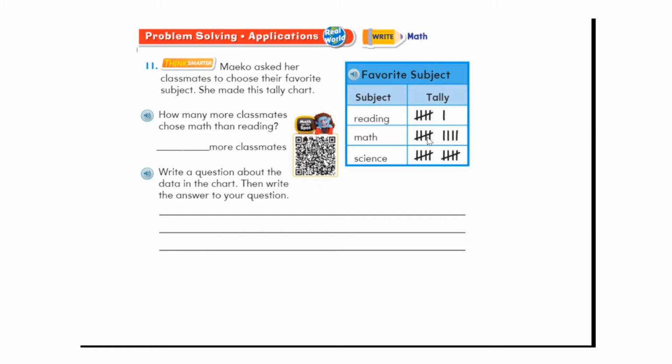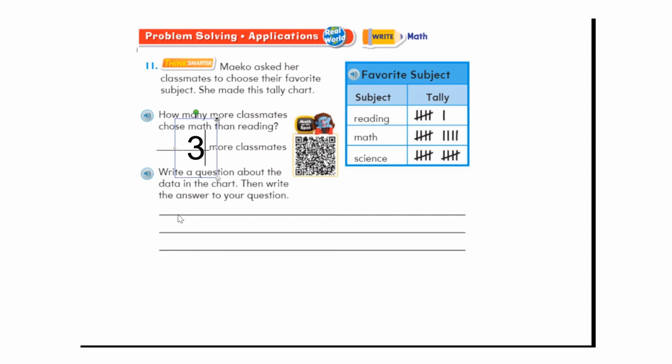Well, we have 5, 6, 7, 8, 9 for math, and then we have 6 for reading. So how many more people? We go to 6 and then we count up 3. So 3 more liked math than reading. And it says write a question about the data in the chart, then write the question.